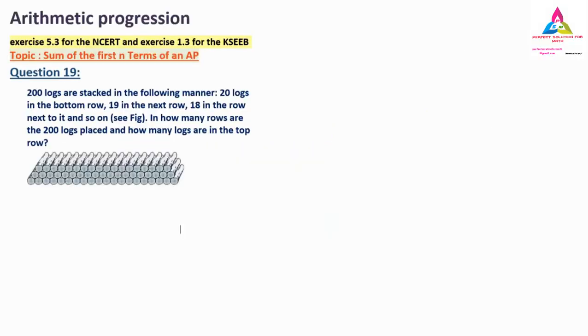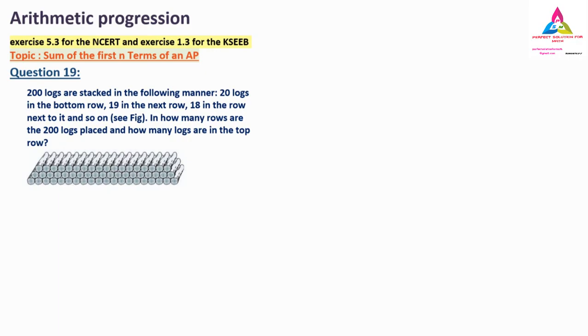Coming to question number 19, here we have 200 logs stacked in the following manner: 20 logs in the bottom row, 19 in the next row, 18 in the row next to it, and so on. You can refer to the figure. In how many rows are the 200 logs placed and how many logs are in the top row? So you have to find that; clearly they have mentioned the logs are placed one on another.